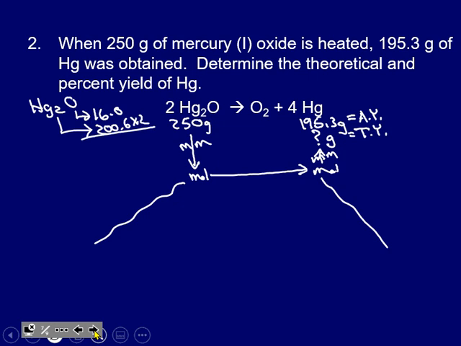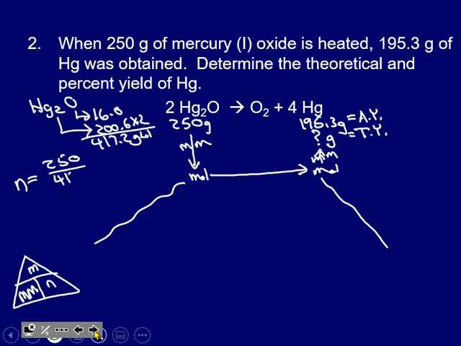417.2. We want n. I need the triangle. Molar mass is grams per mole. So that's m over MM, right? So that's 250 over 417.2. Do we have a number?